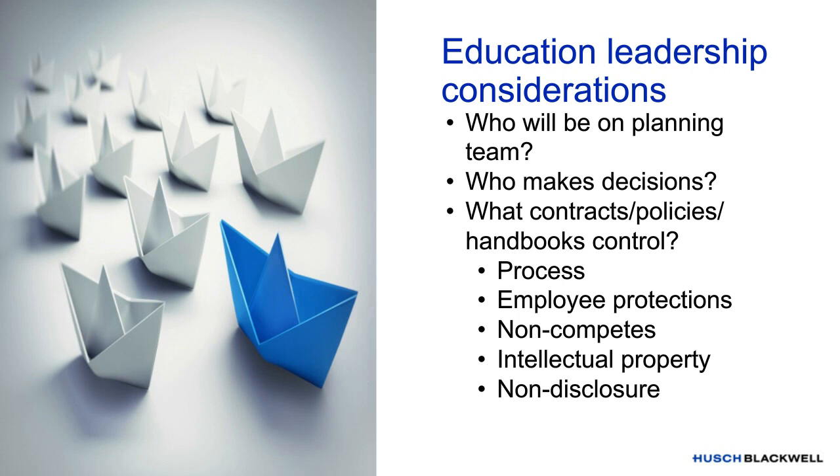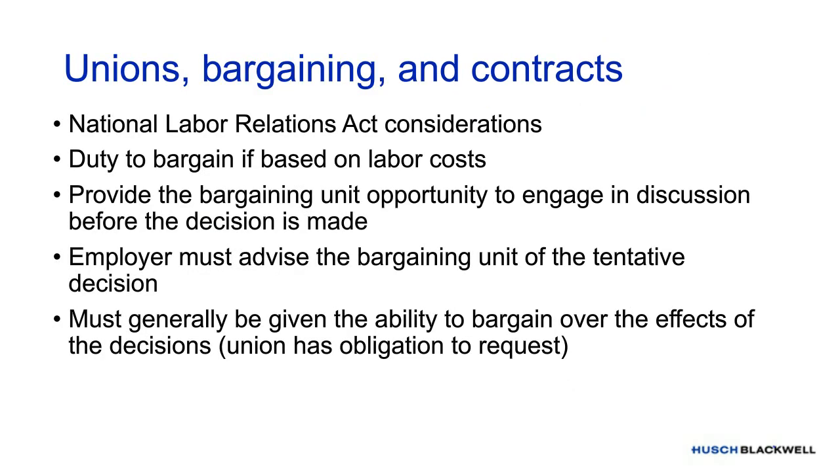One controlling document can certainly be a collective bargaining agreement under the National Labor Relations Act, where your reason for decision making is based on labor costs. You have a duty to bargain before ultimate decisions are made. Make sure that you allow adequate time for meaningful bargaining. Sometimes this comes into place late or comes into consideration late, and you don't really have time, leading to problems with your collective bargaining unit.